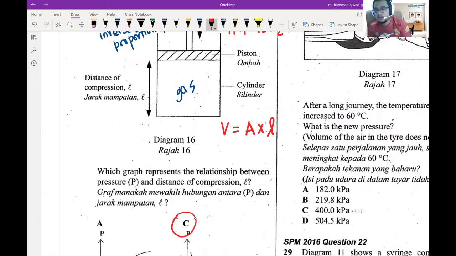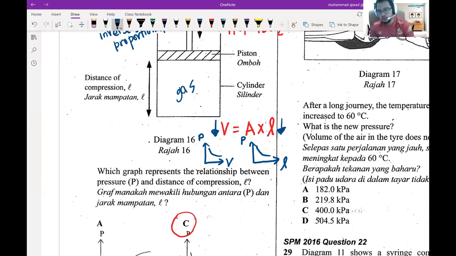Okay, so secara conceptualnya, silinder tu, area dia tak ubah pun. It will be the same area. So, the volume of that cylinder depend on the changes of the length. Maksudnya, kalau length dia ni berkurang, secara automatiknya volume dia pun berkurang. Okay, so if I plot a graph of pressure and volume, it will be inversely proportional. And if we plot a graph of pressure and length, it is also inversely proportional. Okay, and inversely proportional, dia tak sentuh x-axis, dia tak sentuh y-axis. So jawapan kat sini adalah C.